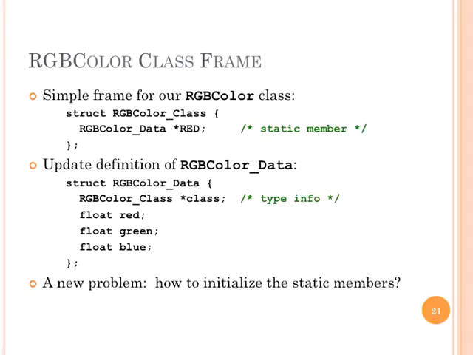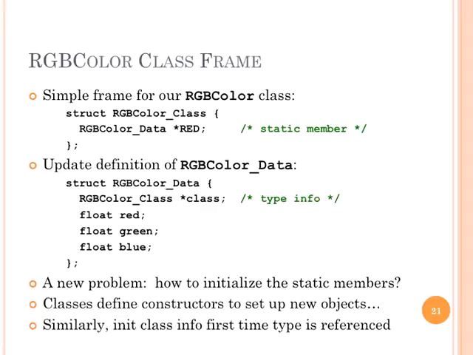So the question now is, how do we initialize these static members? We really haven't talked about that, but what we can do is start introducing the notion of instantiation time operations. We already would have that for RGB color. We probably need a constructor that can take red, green, and blue values and store them into the members. We kind of glossed over that. We won't in a moment. But similarly, we can do something like when the class is accessed for the first time, then I'll go ahead and initialize the class's information.